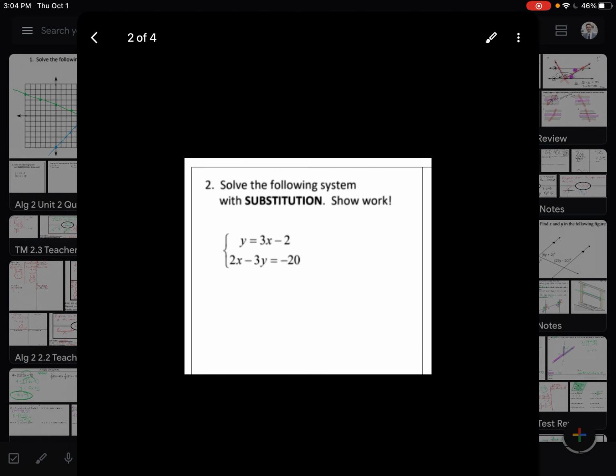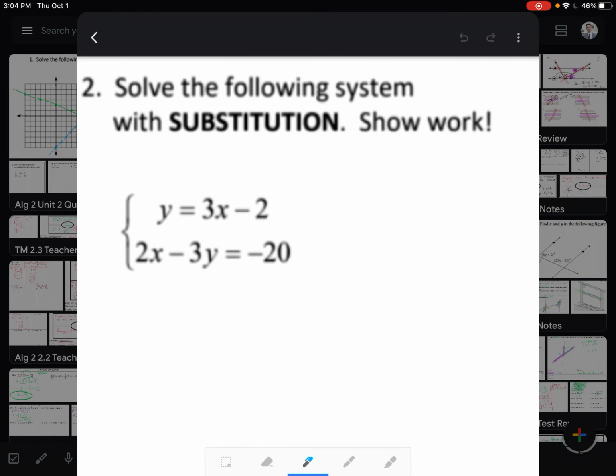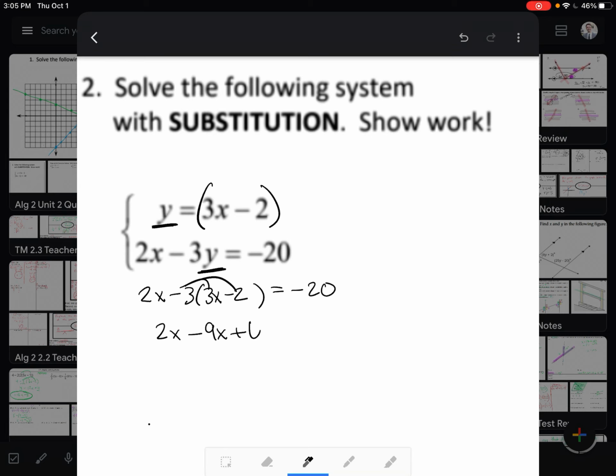Next, solving with substitution. So here we're going to take a look at y is already solved for us, y equals 3x minus 2. So let's switch these y's around. We'll end up with 2x minus 3, and instead of y, we're going to plug in 3x minus 2, equals negative 20. So distribute in that negative 3, make sure we apply it to both terms, not just the first.